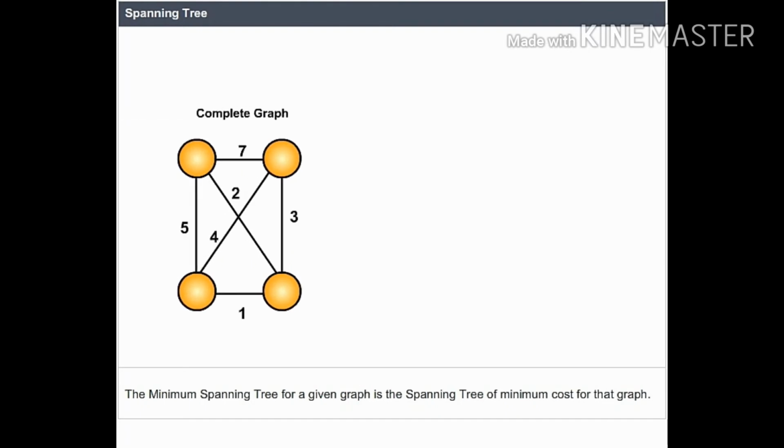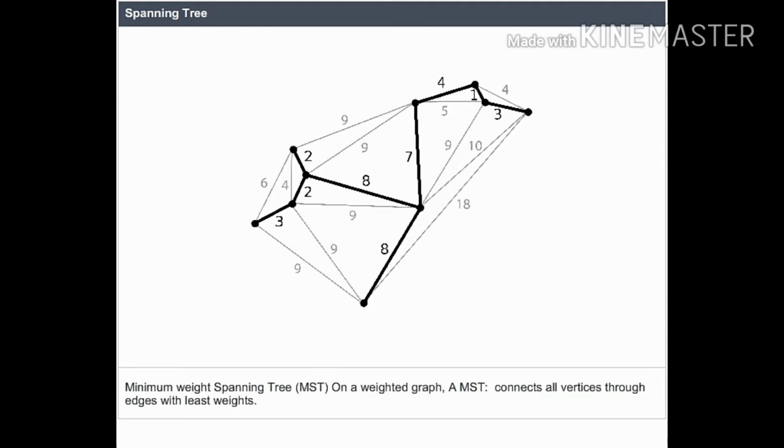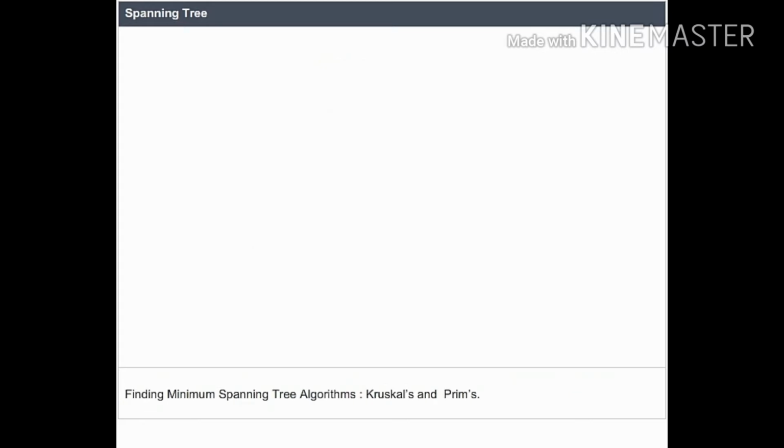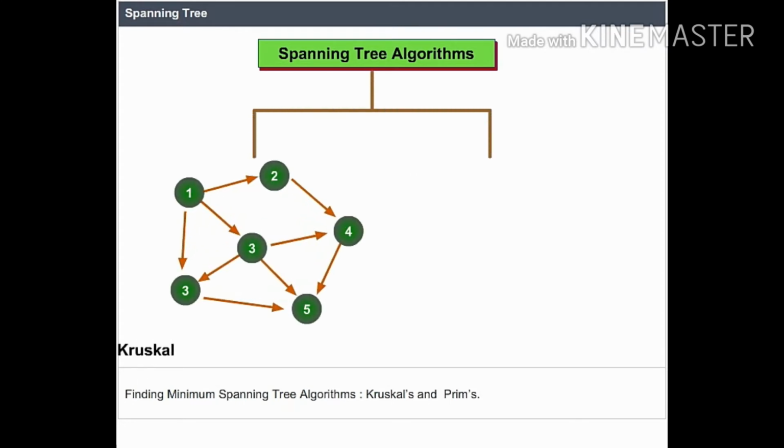The minimum spanning tree for a given graph is the spanning tree of minimum cost for that graph. Minimum weight spanning tree, MST. On a weighted graph, an MST connects all vertices through edges with least weights. It has W(T) less than or equal to W(t) for every other spanning tree t in G. Adding one edge not in the MST will create a cycle. Finding the minimum spanning tree: algorithms, Kruskal's and Prim's.